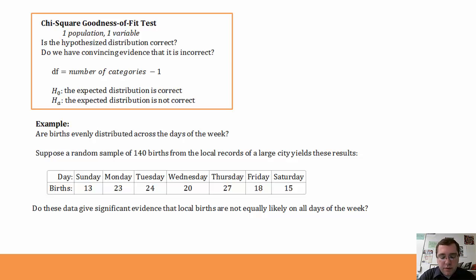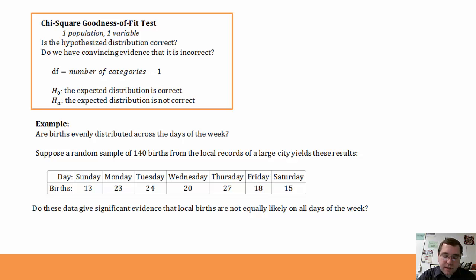The degrees of freedom for a goodness of fit test is the number of categories minus 1. Notice for the chi-square test, the sample size does not determine the degrees of freedom. The sample size has nothing to do with the degrees of freedom for chi-square tests, whereas it did for the t-test. Now the degrees of freedom is the number of categories minus 1.